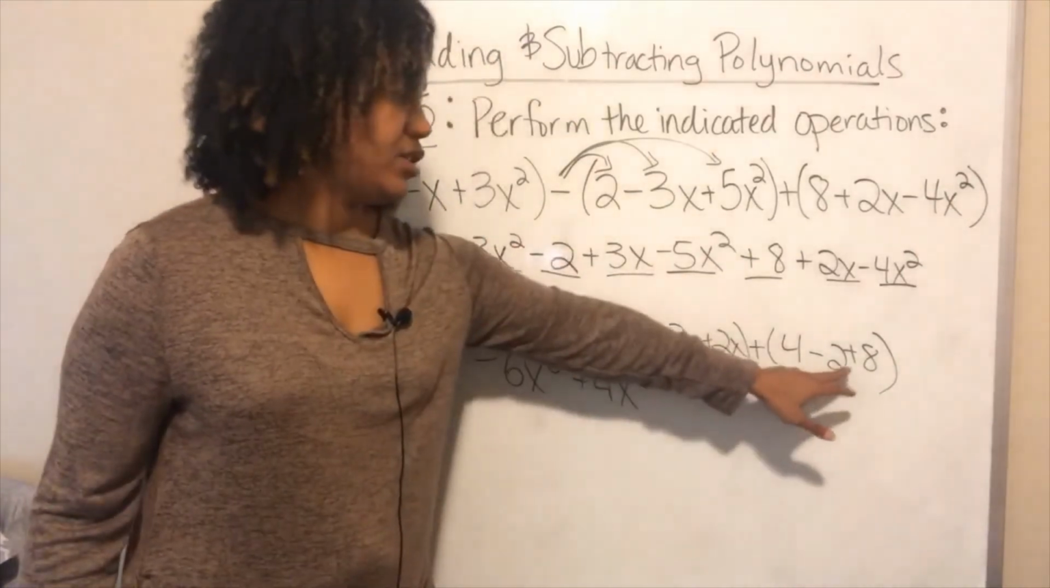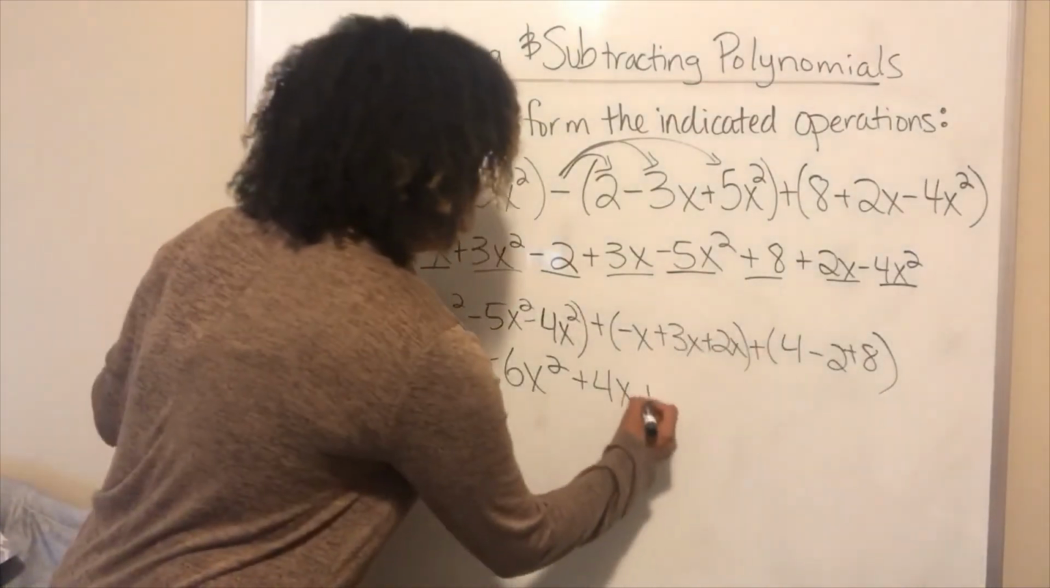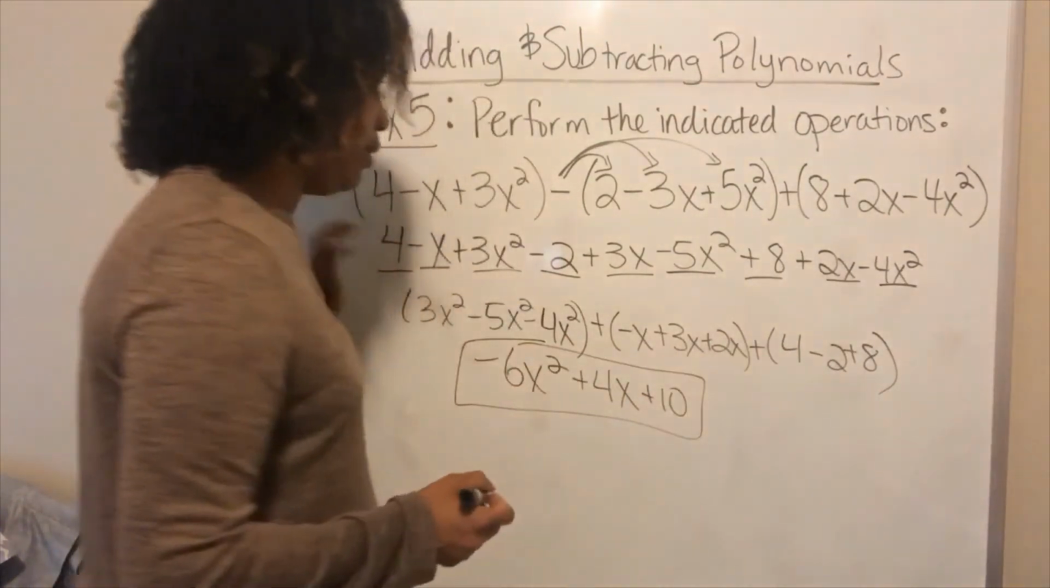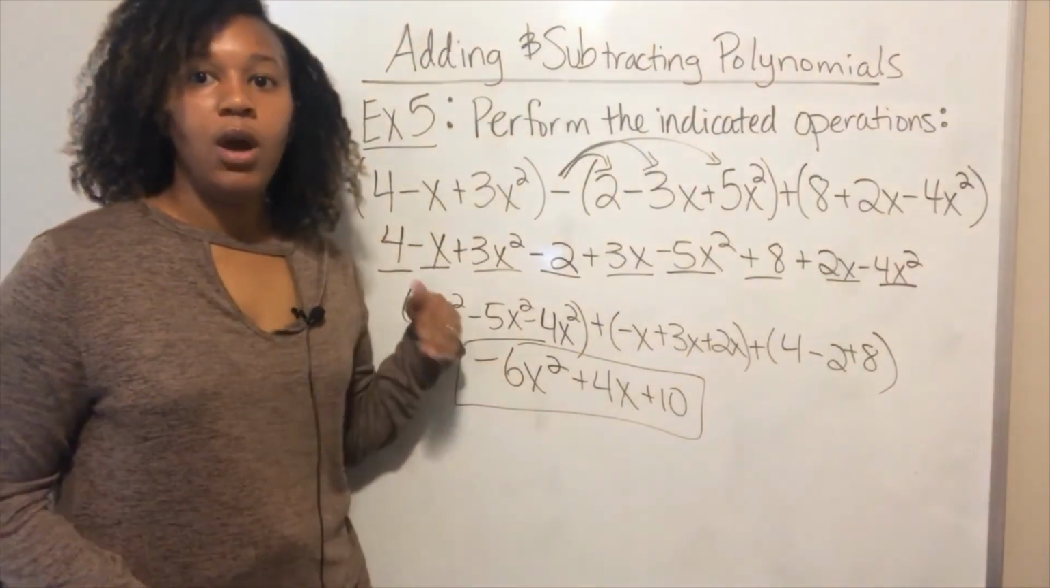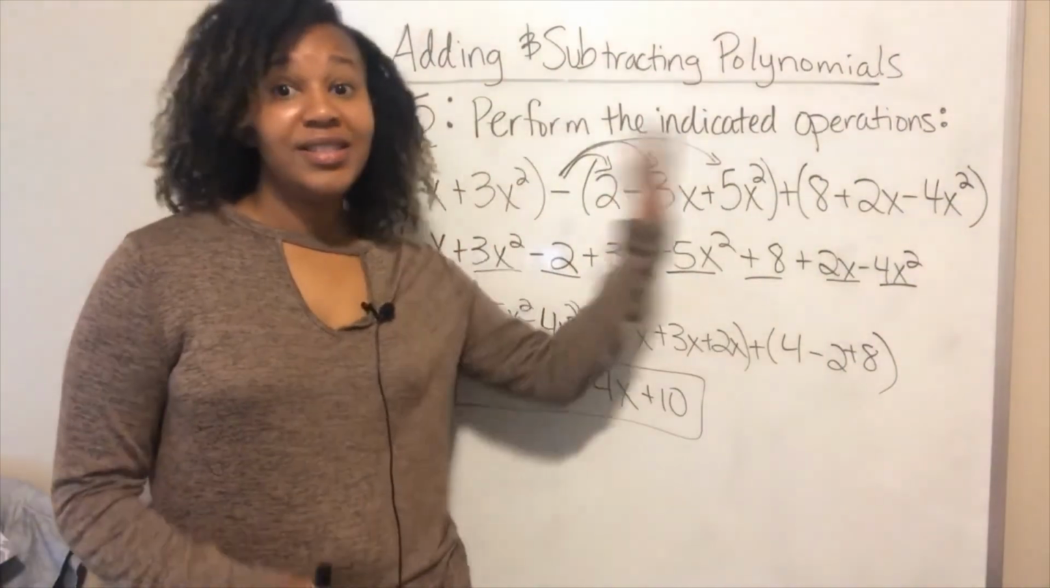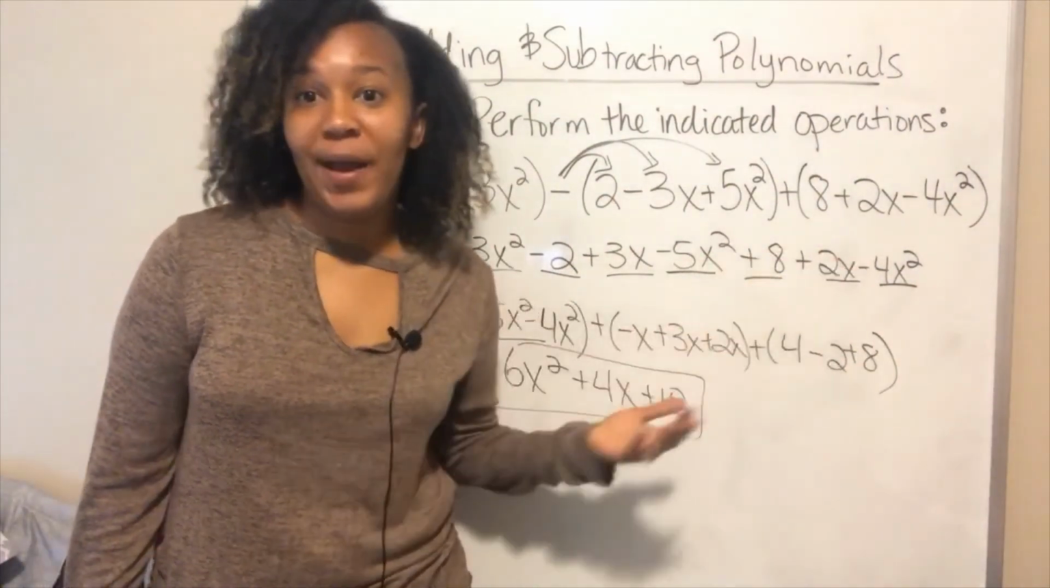And then 4 minus 2 is 2. 2 plus 8 is 10. So plus 10. So this would be the simplified polynomial. So we got this by adding and subtracting these polynomials. So this is how you add and you subtract polynomials.